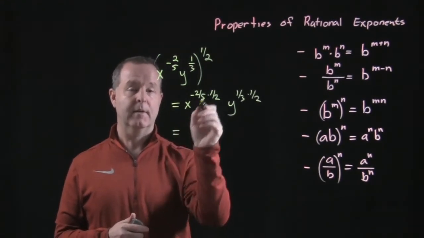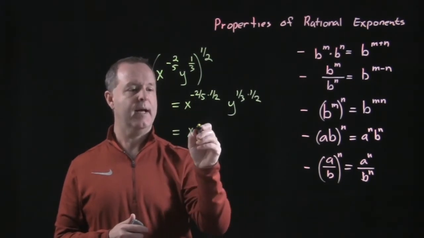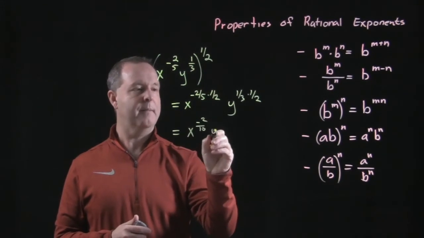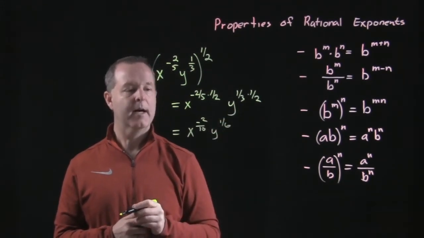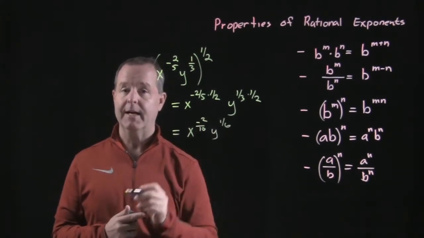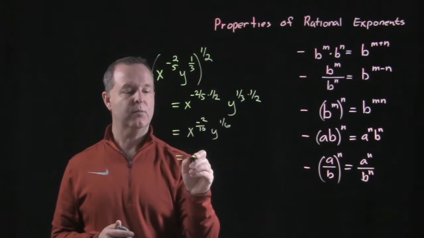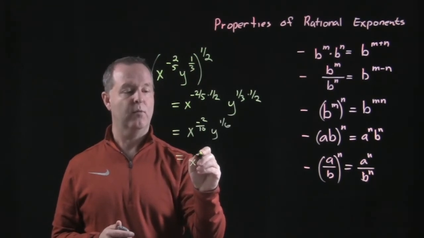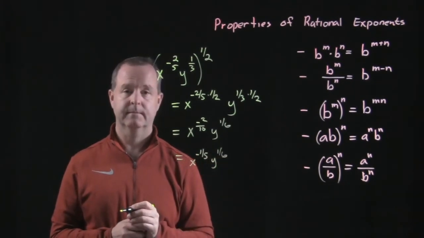Next, let's multiply the exponents. So I have -2/5 times 1/2. That gives me a -2/10 times the y to the 1/6. I have a negative, and I also have an exponent that can be reduced. What do you want to do first? Let's write it as x to the -1/5 times y to the 1/6.